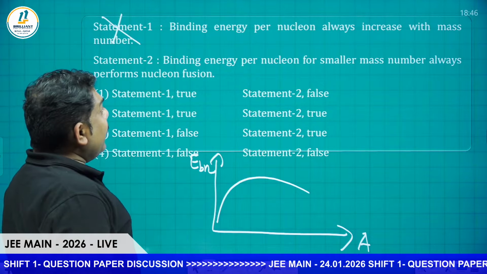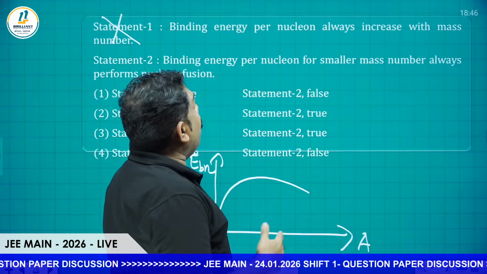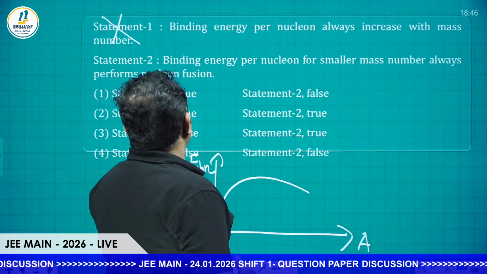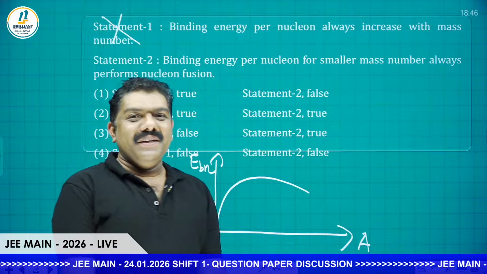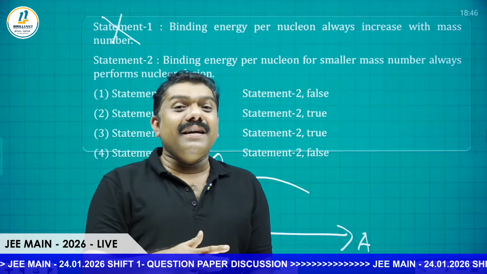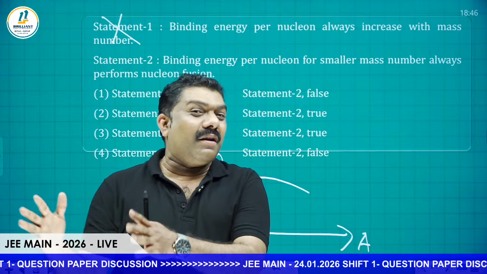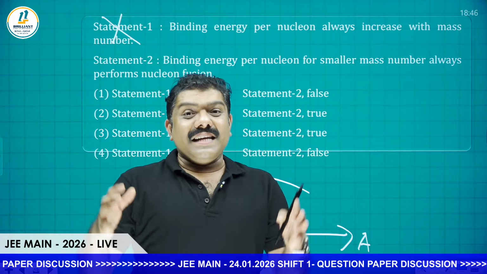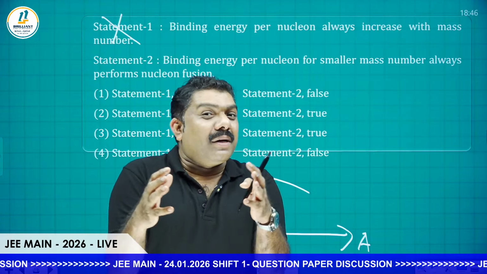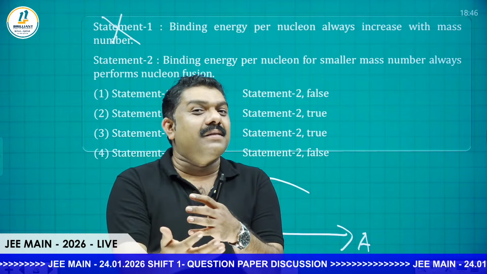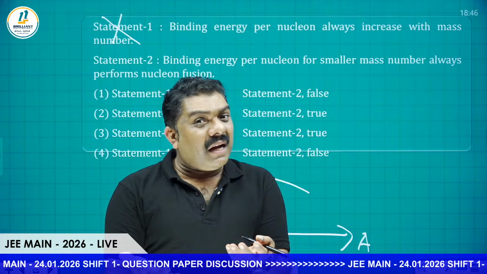Statement 2: Binding energy per nucleon for smaller mass number always performs nuclear fusion. When we consider binding energy per nucleon for smaller nuclei, they are unstable. These unstable nuclei try to combine together to attain stability. So that is called nuclear fusion.